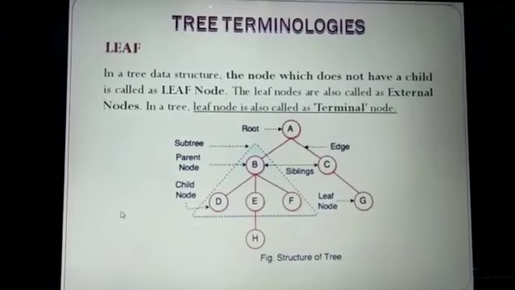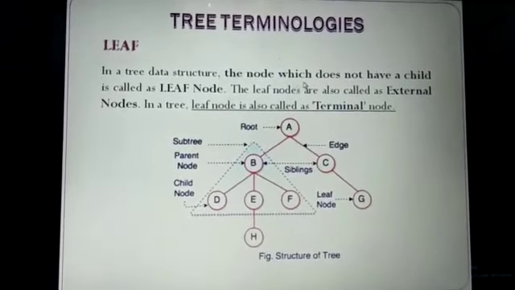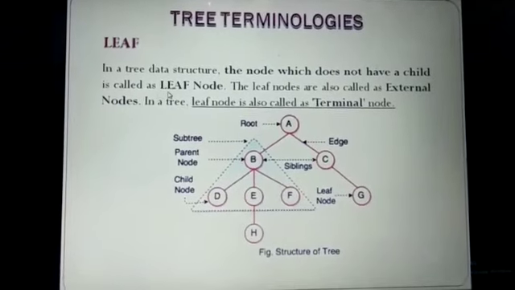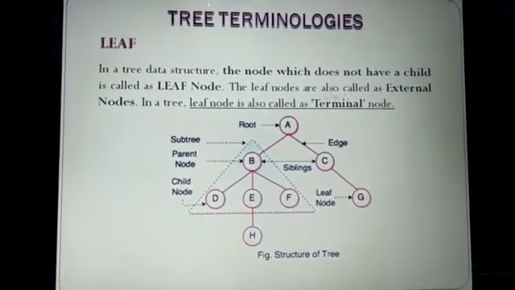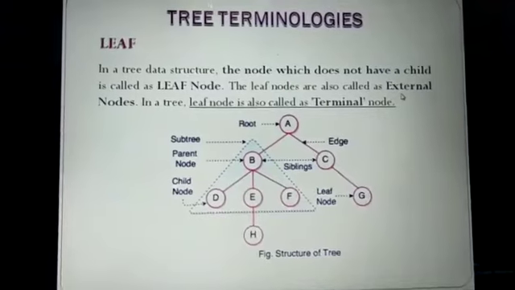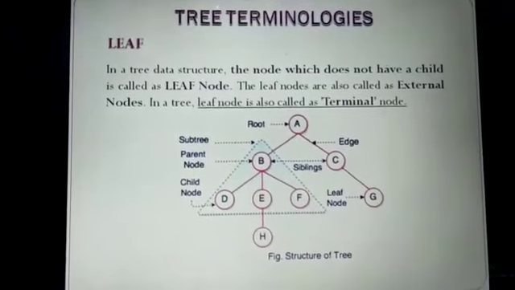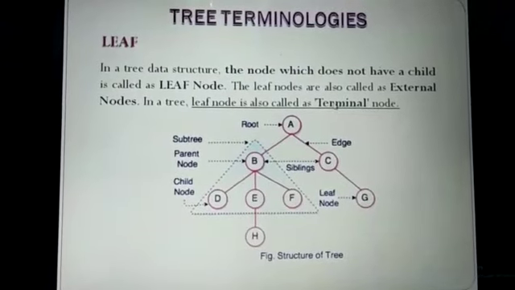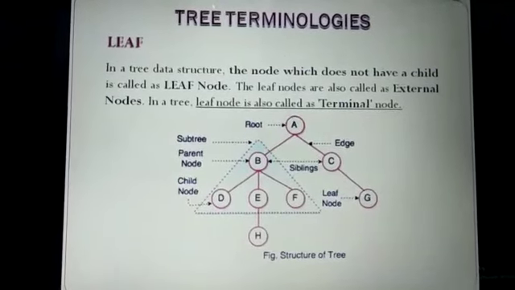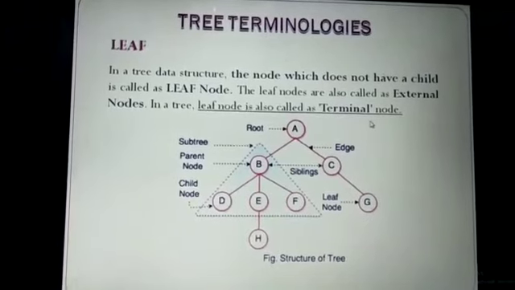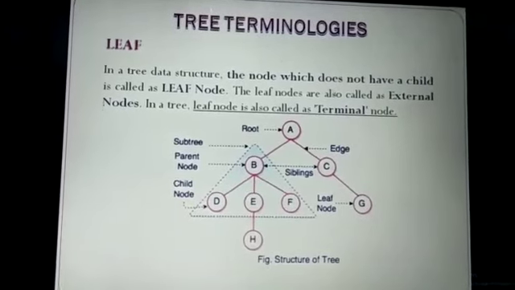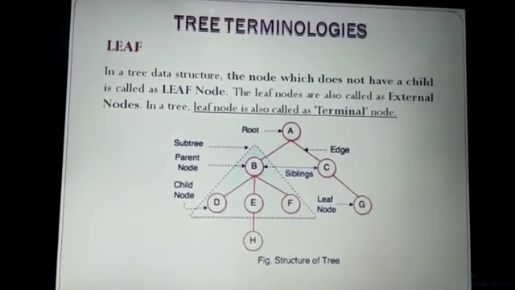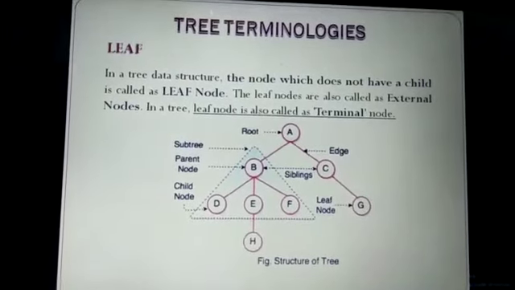Next one, leaf. In a tree data structure, the node which does not have a child is called a leaf node. The leaf nodes are also called external nodes. They are also called terminal nodes because they are the last nodes of the tree. In this example, D, H, F, G don't have children, so they are called leaf nodes or external nodes or terminal nodes.